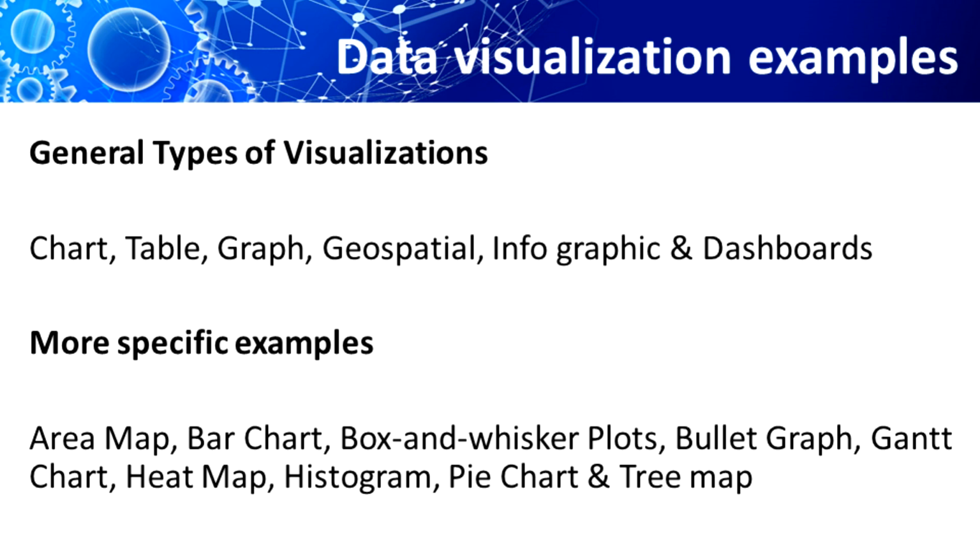Some specific examples are area map, bar chart, box and whisker plots, bullet graph, Gantt charts, heat maps, histogram, pie charts, and tree map.